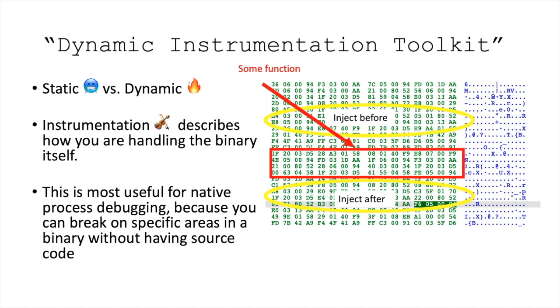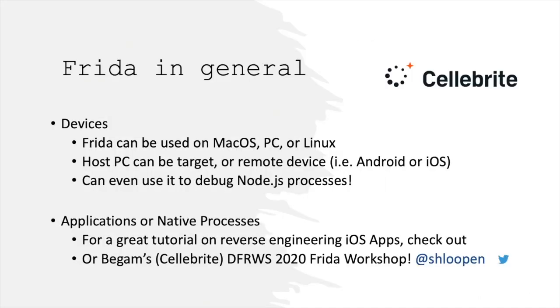So it's pretty powerful, and it's useful, especially if you're doing native process debugging, which is an example where you would never have source code unless you literally work at Apple, like some people in the audience. So in general, Frida also is really great because it's actually available on almost every platform. You can use it on macOS, on PC, on Linux. Your host machine can be the target, or you can have a remote device like Android or iOS.